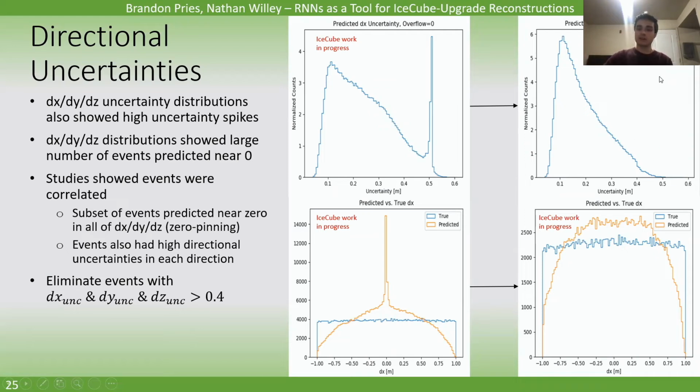With this cut, for example in dx, we get a much smoother distribution in the uncertainty. And if we look at the actual predicted dx, it's much flatter relative to the actual sample. I should say, the orange histograms are showing the predicted, and the blue is just our overall sample.